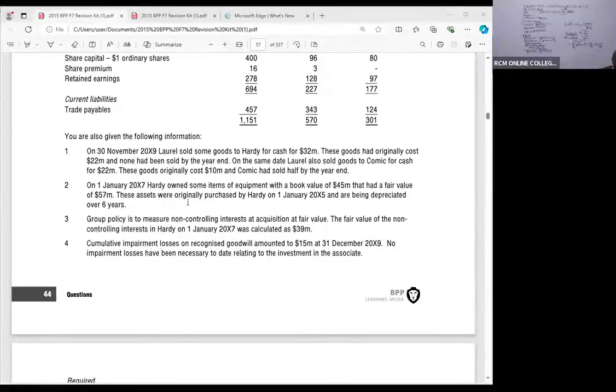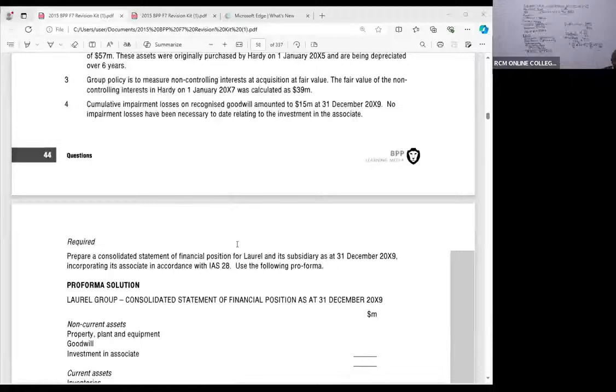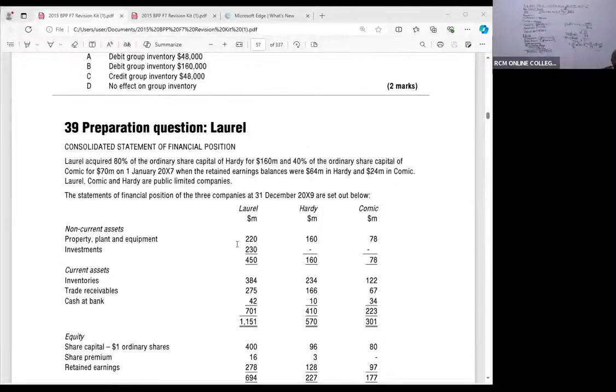Now the group policy is to measure NCI. I'll come back to that. Cumulative impairment losses, I'll come back to that because that is goodwill. So now we go to the next big thing. Now we are going to the workings that we said we are not going to do immediately, we shall be doing them later. And remember, all those workings to be done later are dependent on this big working called net assets.